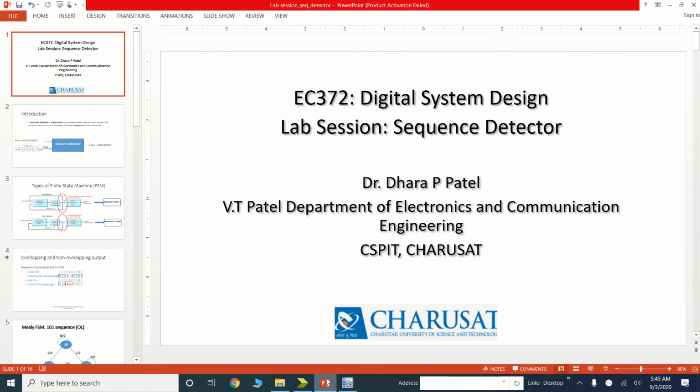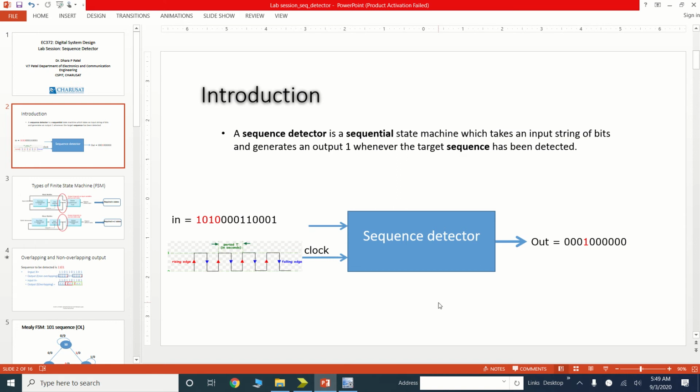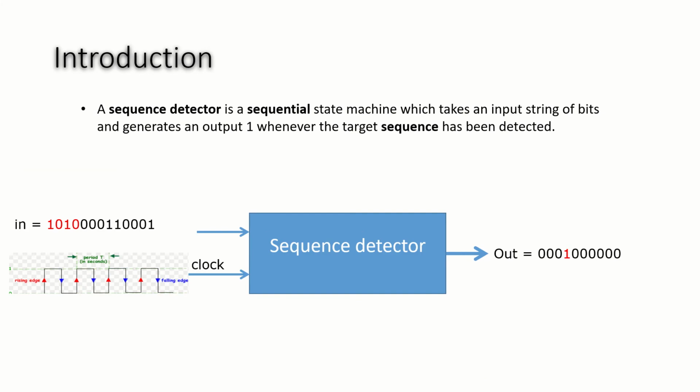Good morning, students. Today we'll see the sequence detector, and first we'll see what the sequence detector is. The sequence detector is a sequential state machine where the input is a string of bits, and we check our input with reference to the clock. When the desired sequence is detected, our output is reflected as a 1.